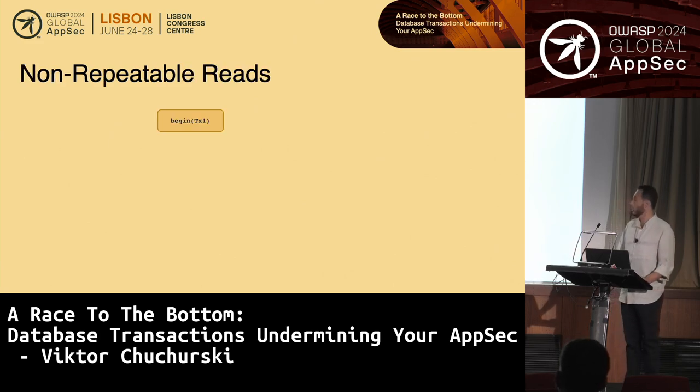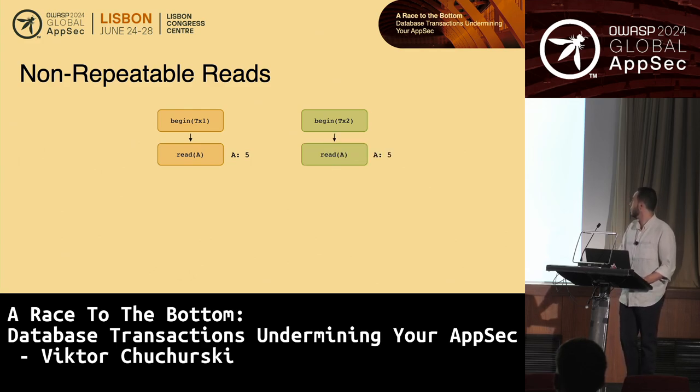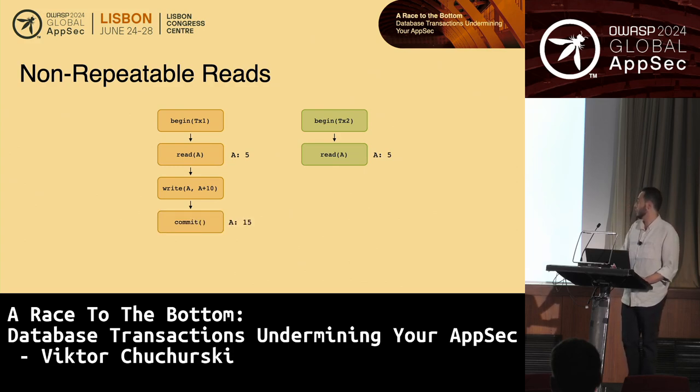Next, we have non-repeatable reads. Again, we have the same scenario of two concurrently executing transactions, and we start off by transaction 1 reading some entry A, which has the value of 5. Then transaction 2 might execute, do the same read, get the same value. This is, of course, expected. Next, transaction 1 will update the value and commit, essentially persisting the value of 15 for that entry A.